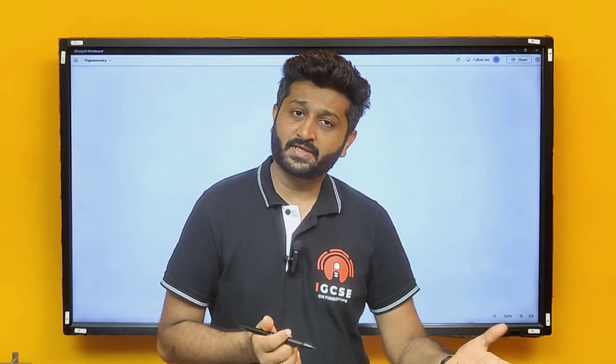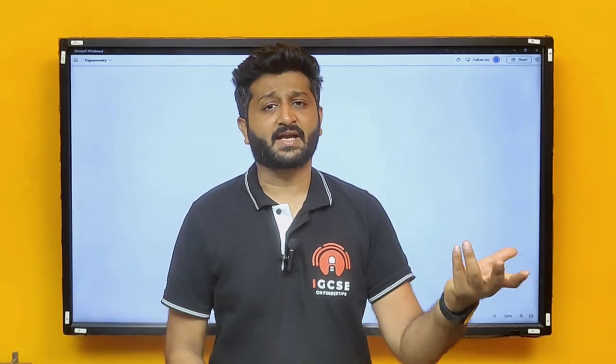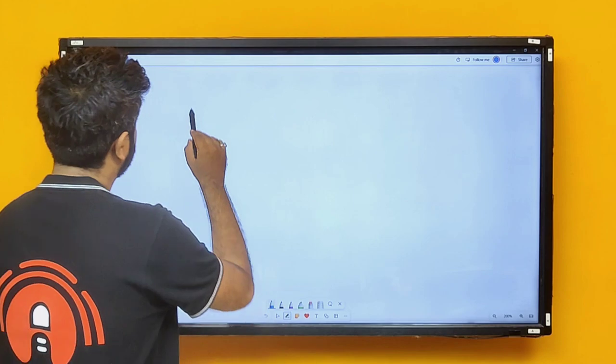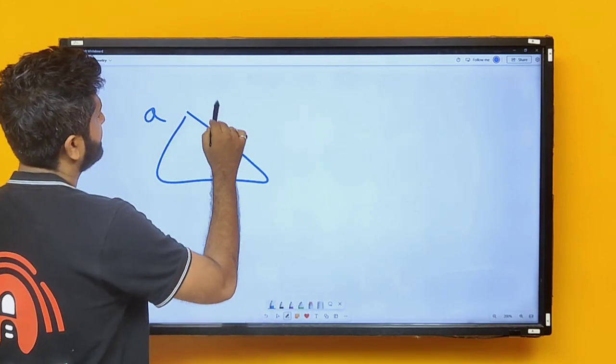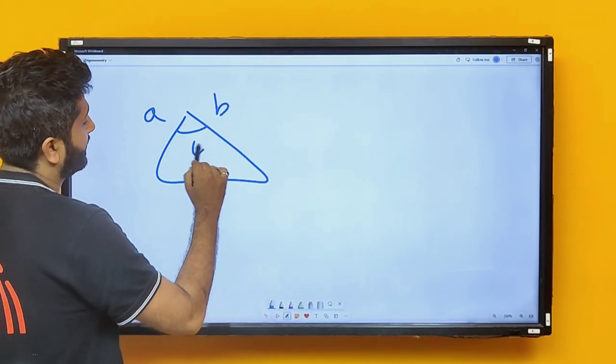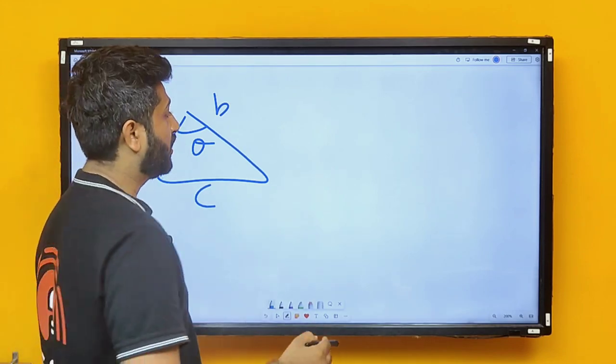Now you have studied about sine rule and cosine rule. Now when to use sine and when to use cosine rule? There are two significant cases where you need to use cosine rule, and in all other cases you need sine rule. The first case is when you have three sides and you need to find any one angle. So here I'll use cosine rule.